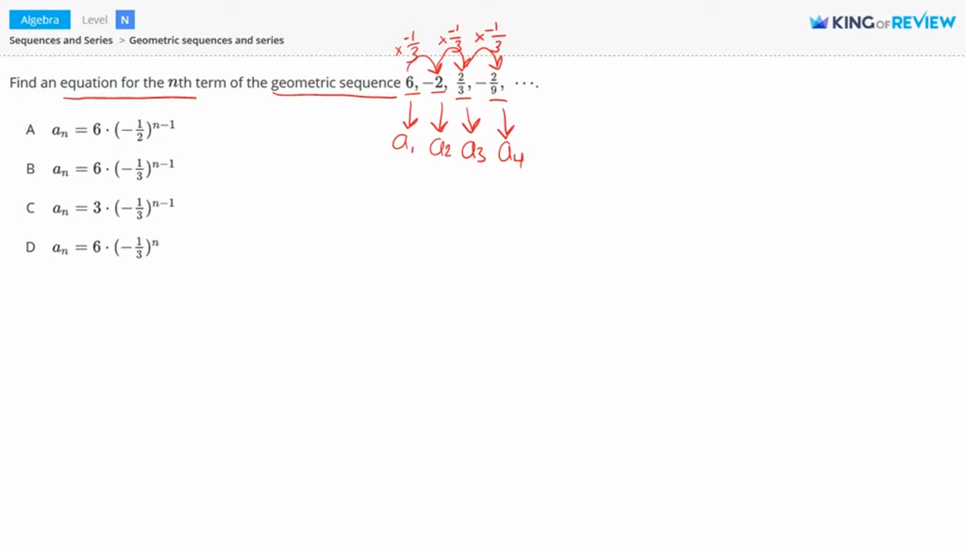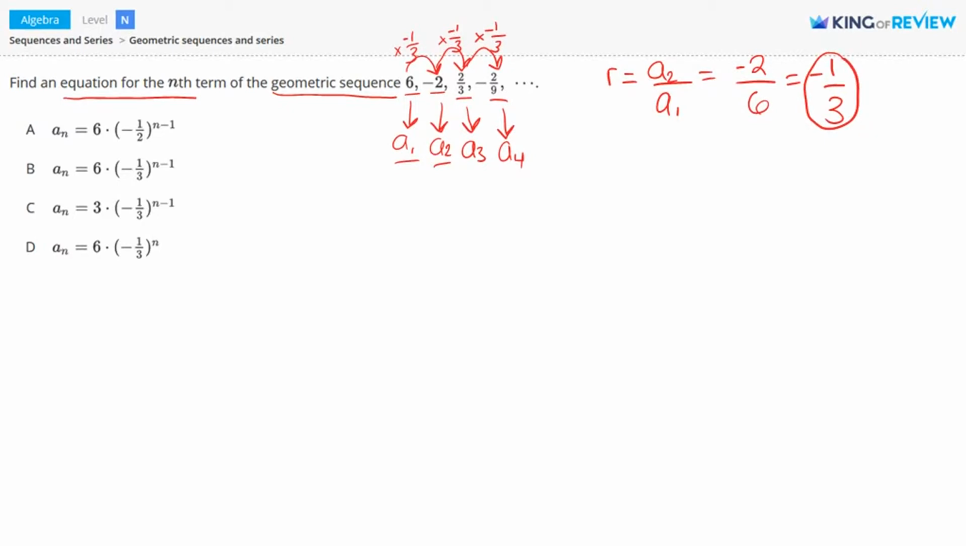Another way to determine the common ratio is R equals A2 over A1. So A2 is -2 and A1 is 6. So -2 over 6, if we reduce that, it's -1/3. So -1/3 is the common ratio.